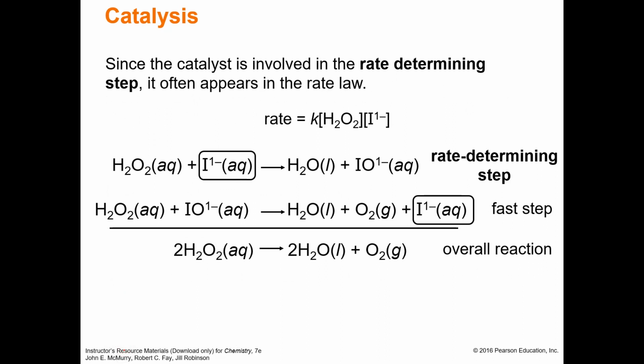So a lot of times, because the catalyst is involved in the rate determining step, it ends up showing up in the rate law. So we would write our rate law based on the first reaction, since this is the slow step, the rate determining step. So we would have the rate is equal to H2O2 times iodine to the -1.